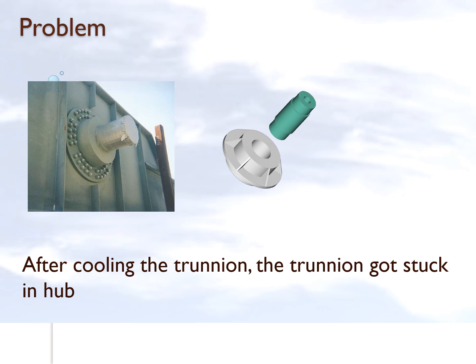So what was the issue in doing this trunnion hub girder assembly was that in one of the bridges, when the trunnion was cooled down, the trunnion is supposed to go all the way up to this point right here into the hub. So this point here has to match this cross section of the hub, but it got stuck halfway through. So we want to figure out why that happened.